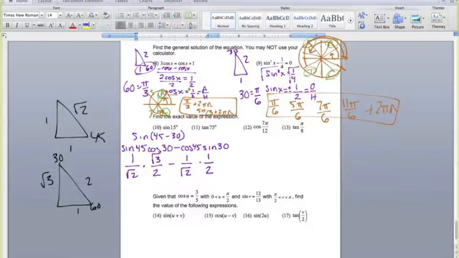For the 30, 60, 90, is opposite always opposite of the 60? No, it depends which angle you're working with. So since I'm working with a 30, I want to focus on the 30, and then opposite is 1, and adjacent is square root of 3. And the 1 is always opposite of the 30, and the square root of 3 is always opposite of the 60. Those don't move. Then we're going to multiply the two groups together. You should always have a common denominator at this point, so then you can just put the tops together over the same bottom.